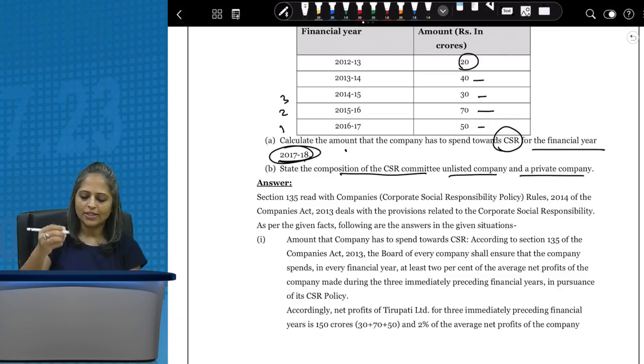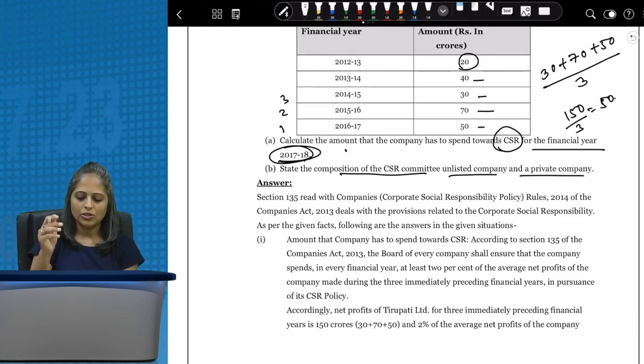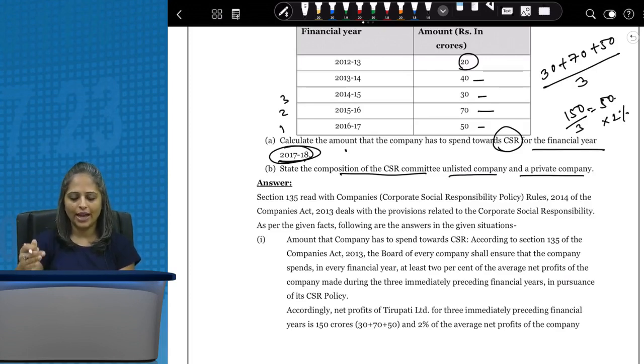What is the average profit? It's 30 plus 70 plus 50 divided by 3. So you have 150 divided by 3, which is equal to 50. So this is your average profit. You will have to take 2% of this. That is the amount that you will have to spend towards the CSR activities of the company.